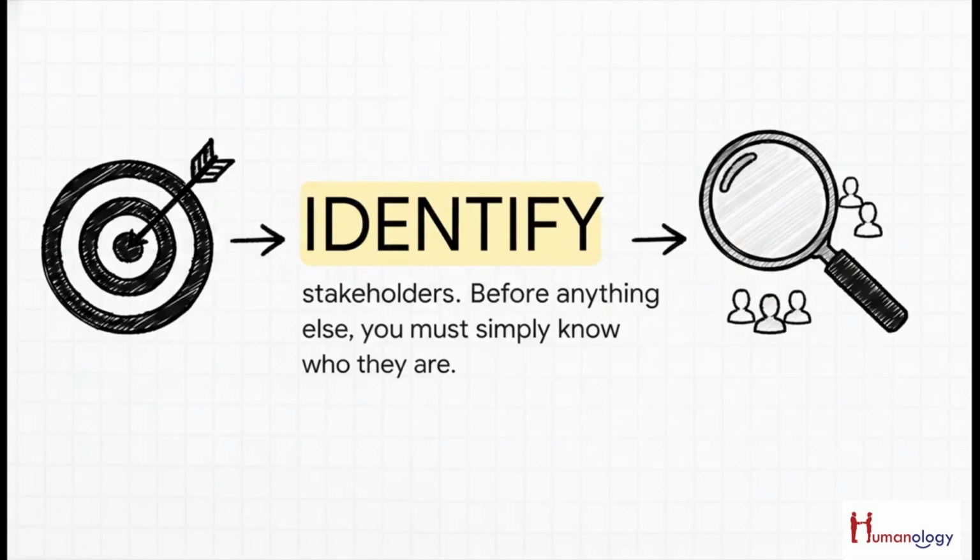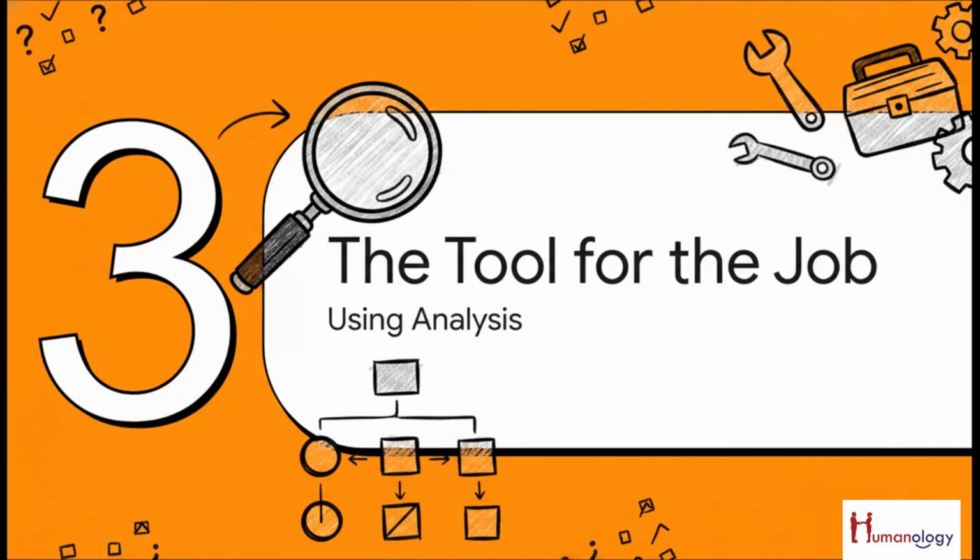And here's your first mission, should you choose to accept it. Identify them. Your job right out of the gate is to brainstorm, to do some digging, and to make a list of every single person or group that fits that definition we just talked about. Before you do anything else, you've got to know who all the players are. Okay, so mission one is identification.